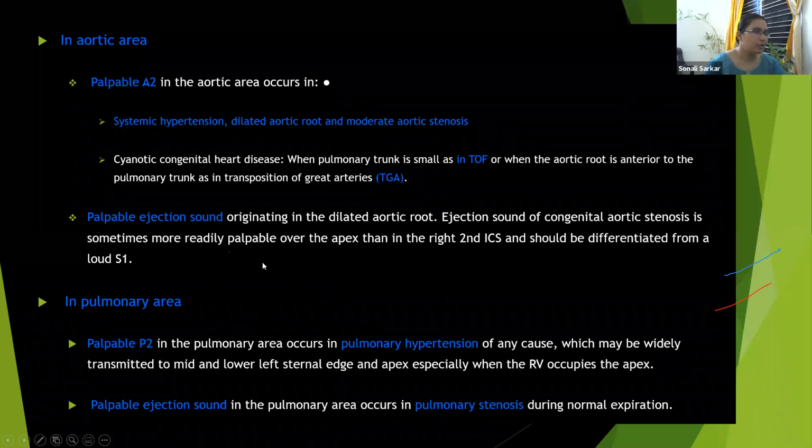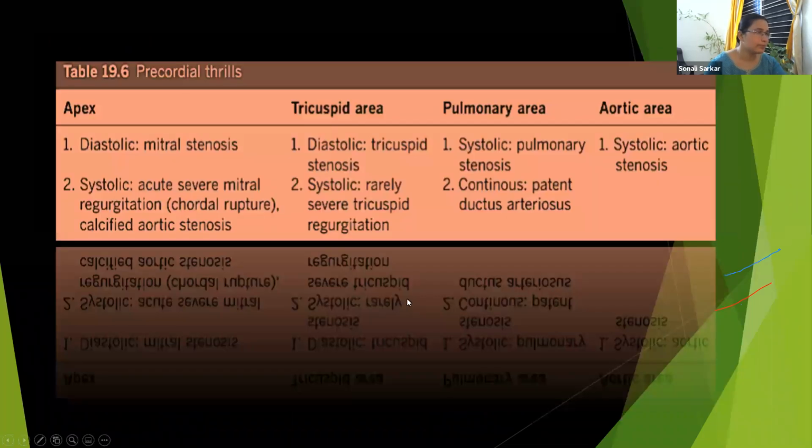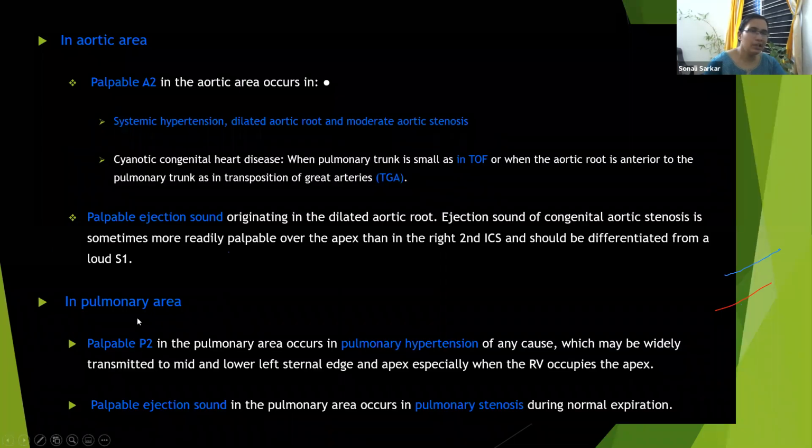Now a palpable ejection sound in the aortic area is an aortic ejection click, which occurs in bicuspid aortic valves. In the pulmonary area, similarly you can find a palpable P2. Again, it can occur in pulmonary hypertension of any cause. Or it can be a palpable ejection click. It can occur in pulmonary stenosis.